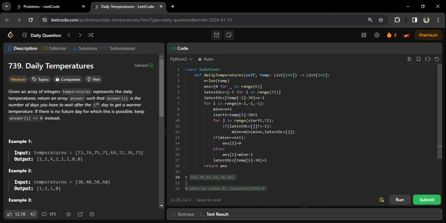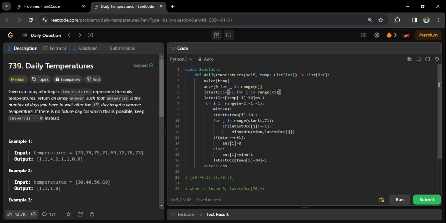Coming to space complexity, again, we are returning the answer which is of length n. So if we consider this, then definitely the space complexity will be O(n). And remember one thing, this latest occurrence array has constant space complexity. It will not be contributing towards the answer. It is not dependent on n. That's what I meant to say. Even if n goes to a range of 10 power 5, this will still be of 71 values only. As simple as that. So this was my answer.